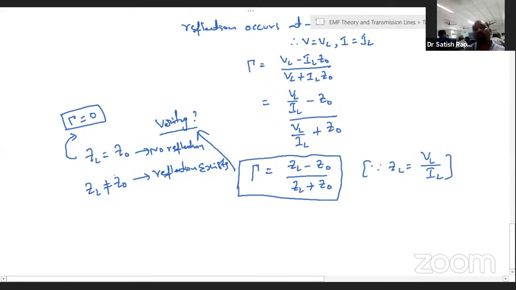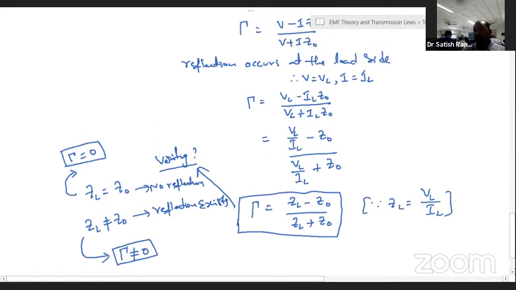But whereas when ZL is not equal to Z naught, then reflection coefficient is not equal to 0. So this is what reflection of a transmission line is.